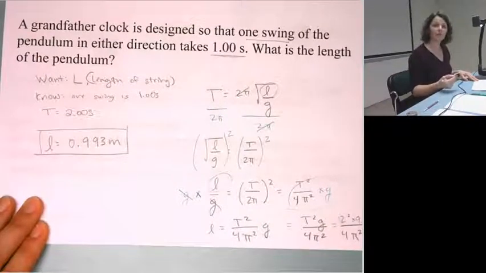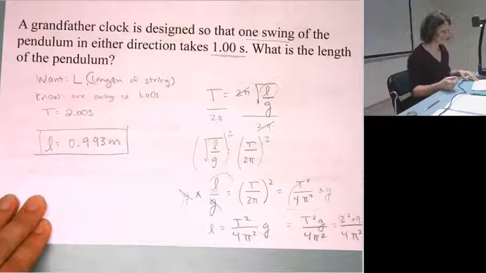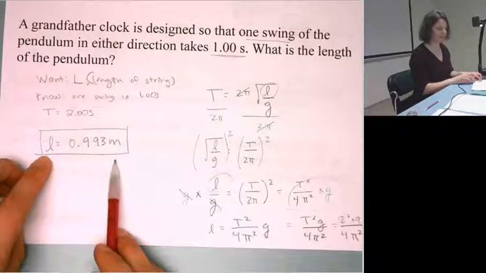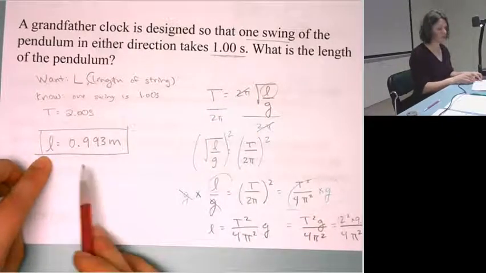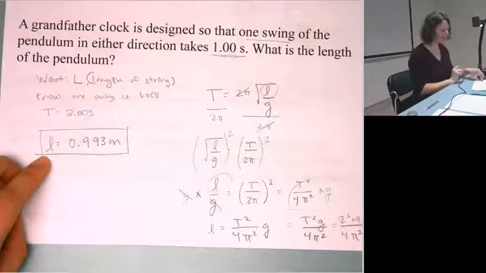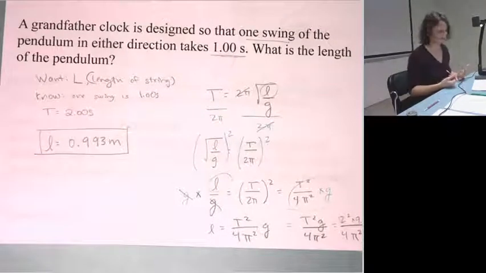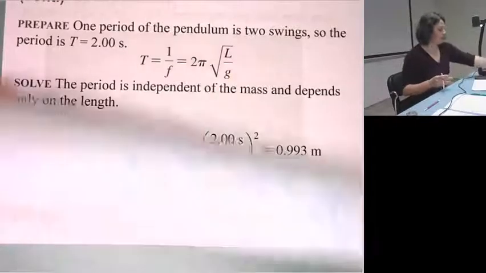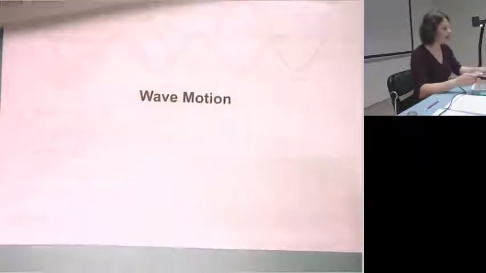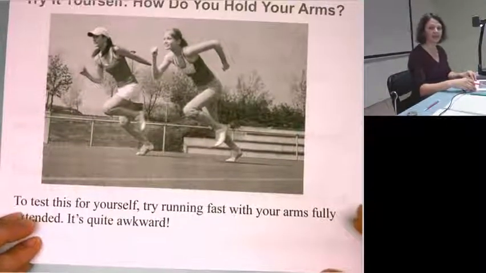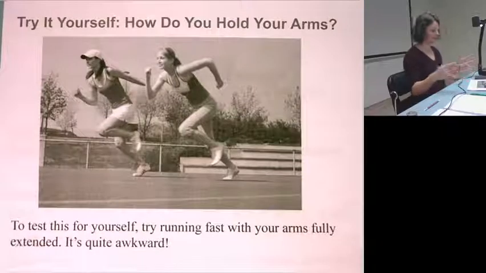You ever wonder why grandfather clocks are always big? This is why they're big. Because in order to get this sort of a period of oscillation, you need to have something that's almost a meter long. A meter is about 3 feet. So you need a grandfather clock that's pretty hefty in order to have that work. Okay, here's some more applications of the period of oscillation being dependent only on the length of the pendulum.